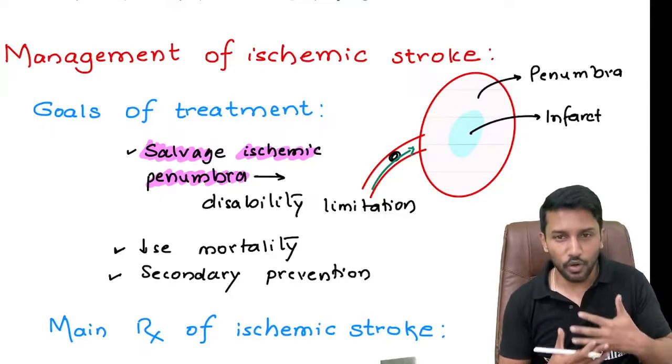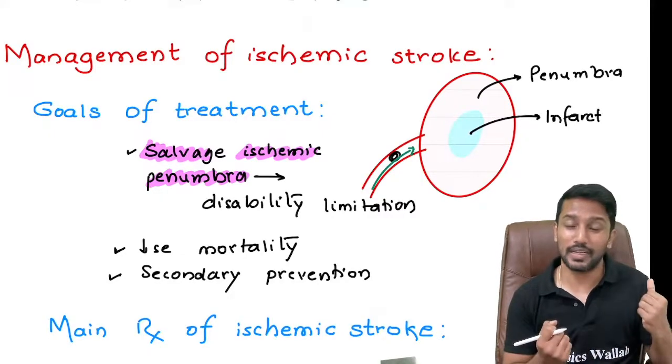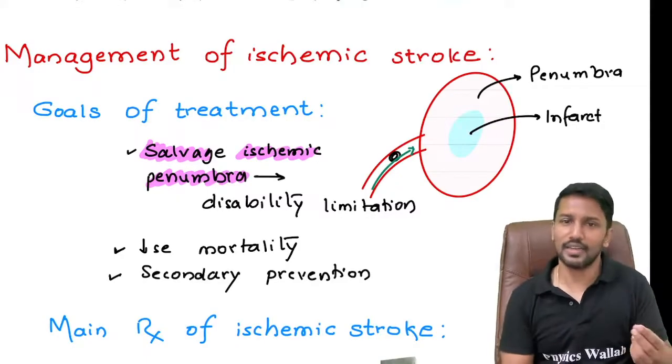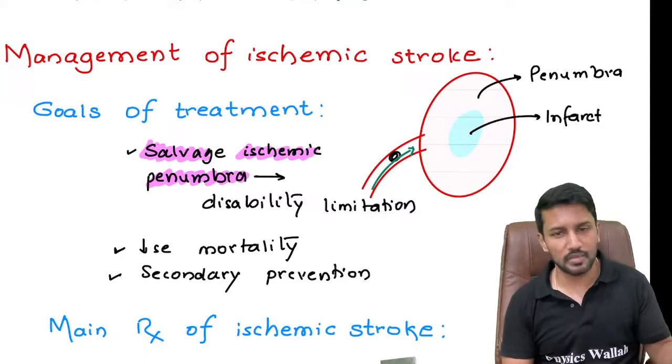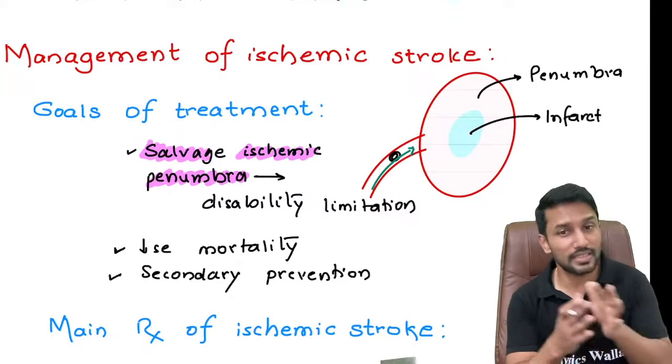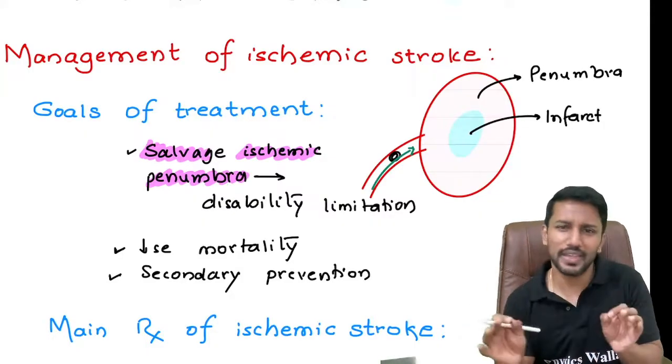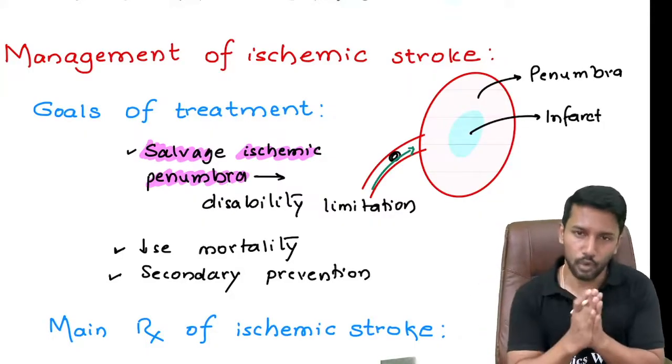Third, because of the prolonged time they spend in bed, they may develop bed sores, they can get infected, they can develop septicemia and die out of that. So you have to take steps to prevent the bed sores. Those are all indirect ways to reduce the mortality.